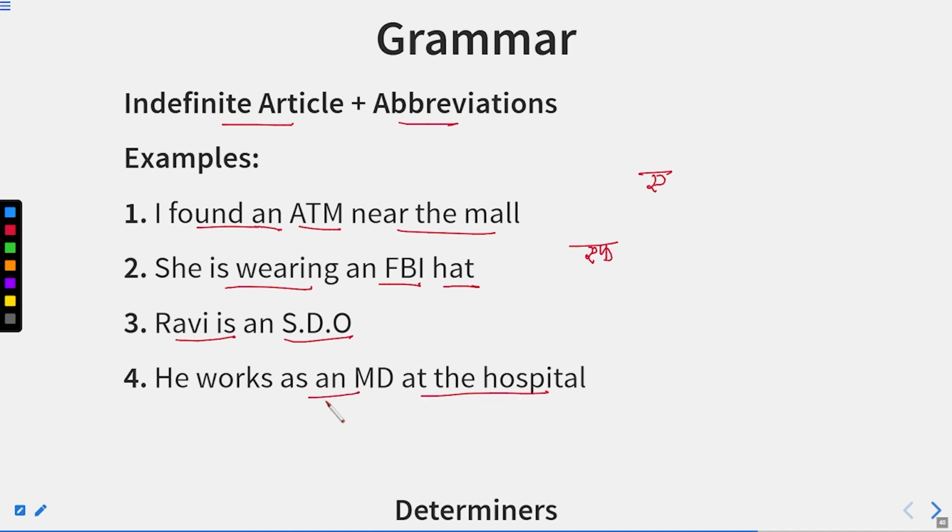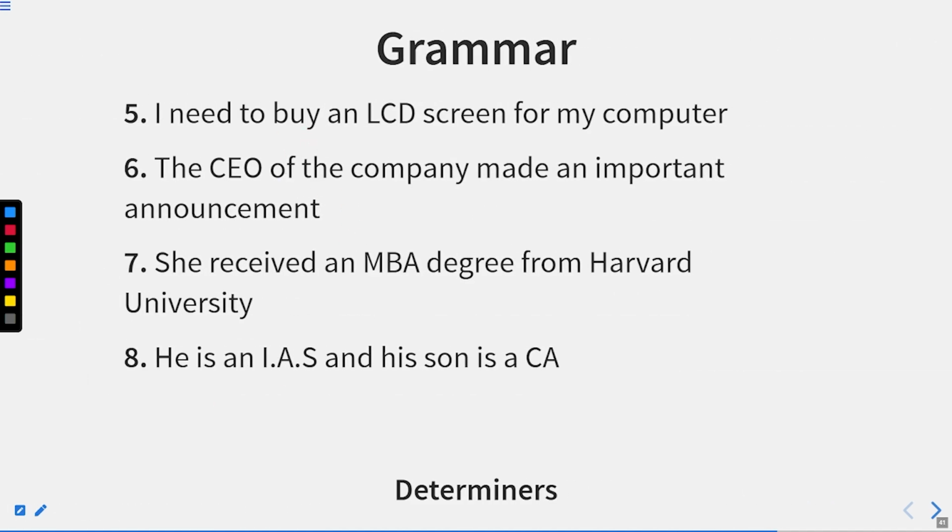So we can use indefinite article before these abbreviations according to the pronunciation of these abbreviations, if they are beginning with a vowel sound and if they are beginning with a consonant sound. Accordingly, we can use indefinite article a or an before these abbreviations. Now let us move to the next one. I need to buy an LCD screen for my computer. So LCD is again beginning with a vowel sound.